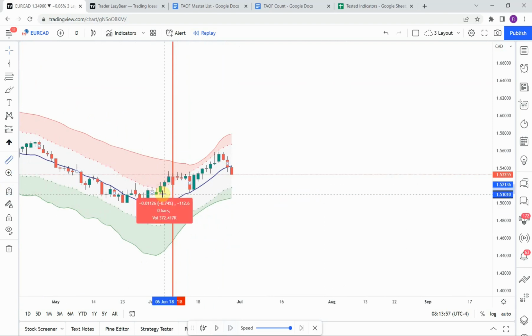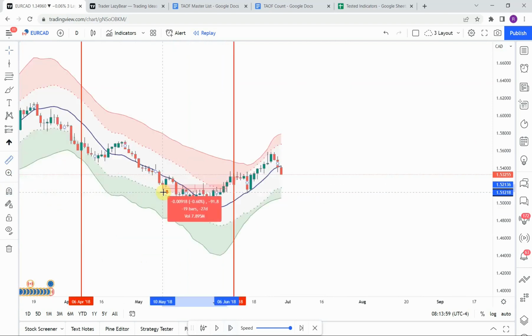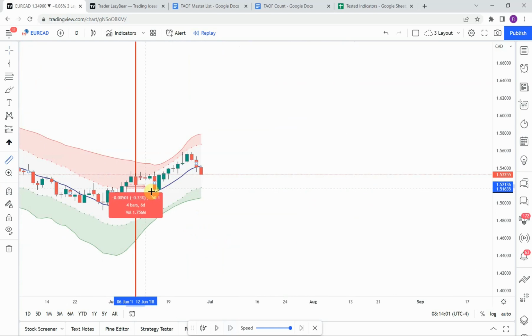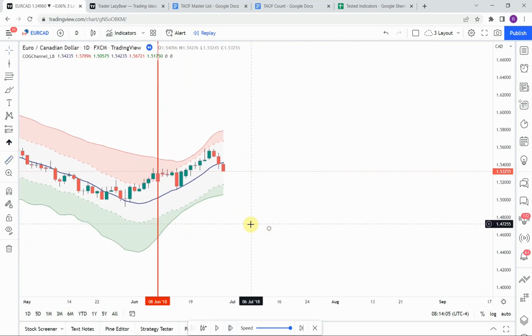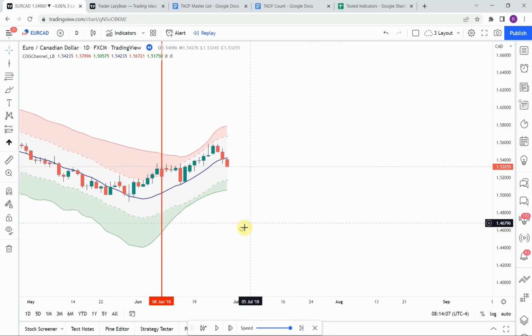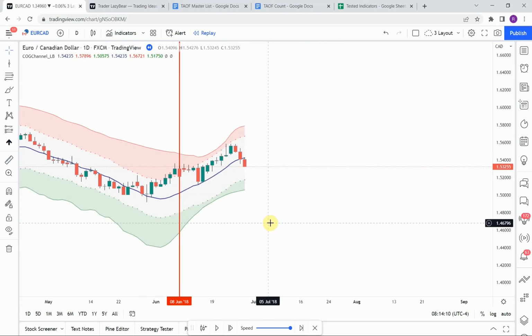Looks like it didn't quite make it to our take profit. Did not, and that one also gets us stopped out. So what I'm going to do here is go ahead and fast forward through the rest of the testing, that way things don't get too long, and we'll pick this up when we are at the end of the year.